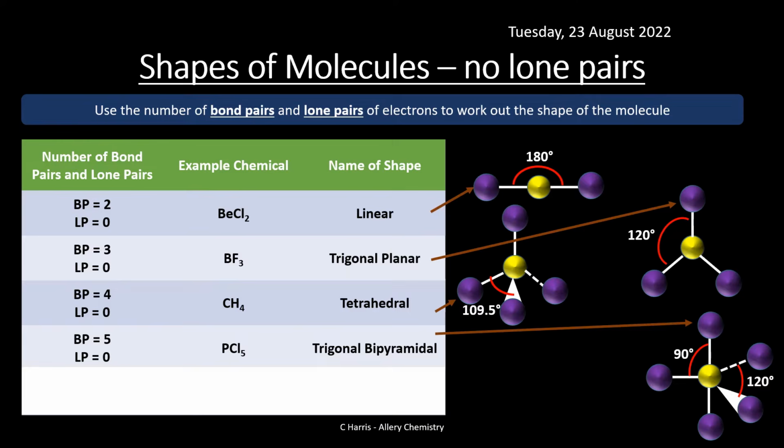5 bond pairs and no lone pairs is called trigonal bipyramidal. It looks a bit odd. An example is phosphorus pentachloride, PCl5. Just to pause on this one a little bit to show you the shape: imagine you've got these 3 atoms here, all in a trigonal planar arrangement, very similar to that. We've just tipped it on its side. Then up and down, at the poles of it, we've got 2 more atoms.